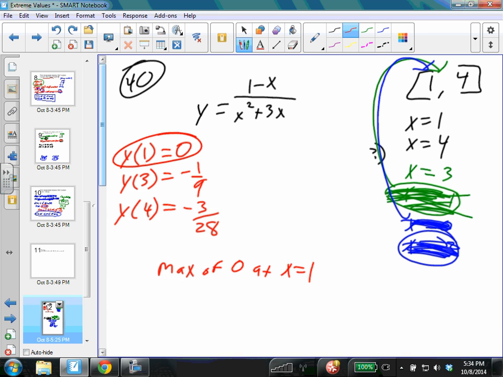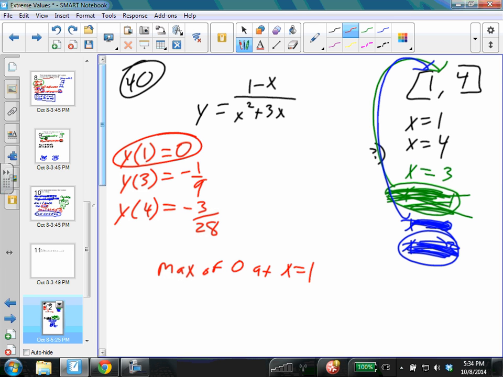And then for the minimum, which one's smaller, 1/9 or 3/28? Well, if you're not sure, you can take your calculator and have a look at it. But in terms of absolute value, 1/9 is larger. So now that they're both negative, when you have a negative number, the bigger one is actually smaller, right? It kind of works in reverse.